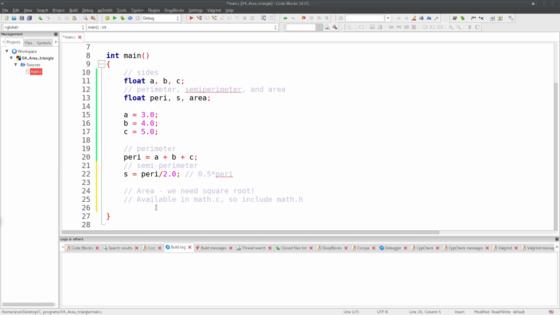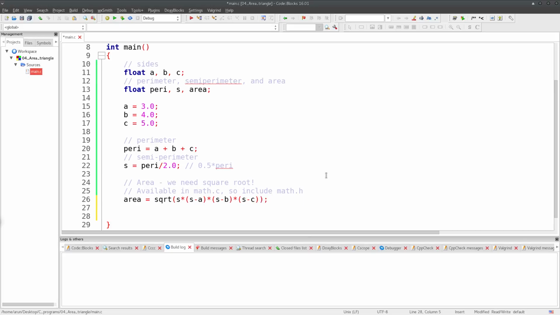So how do we go about with this area? It's simple. We just type area and we write sqrt. This will take care of the square root operator, so now you don't have to worry about it. We just have to write in the contents inside. The actual formula is s times s minus a times s minus b times s minus c, like that. And there you go. That's about it. Now that we're done, let's print the area so that we're convinced that we did it fine.